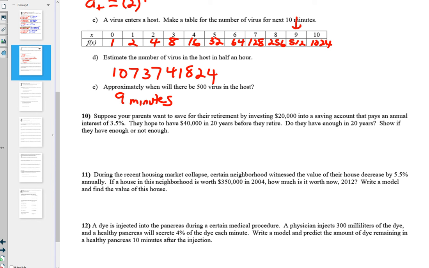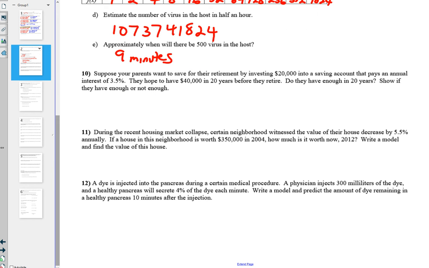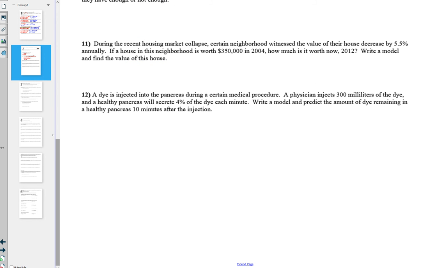Interest. No, during the recent housing market collapse, decreased annually, or died. Right. Just because the wording looks a little confusing, let's just do 12.